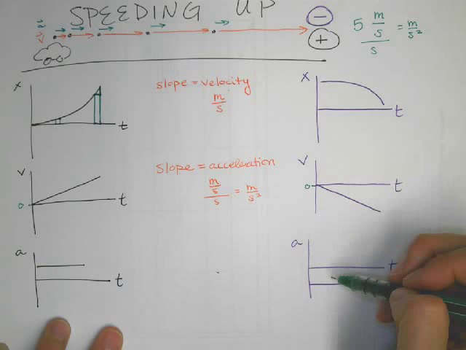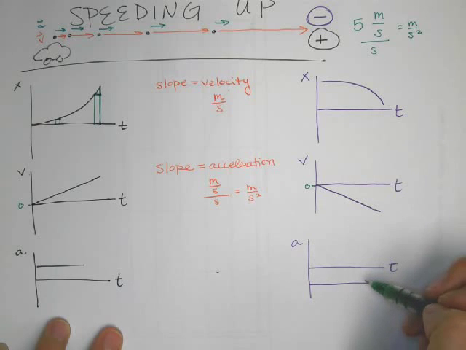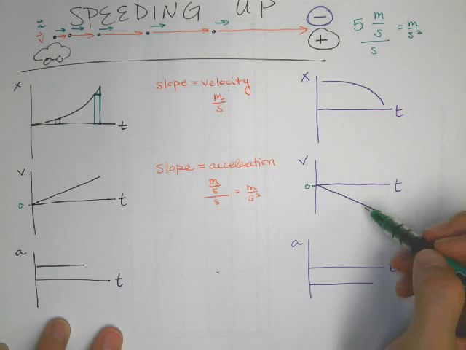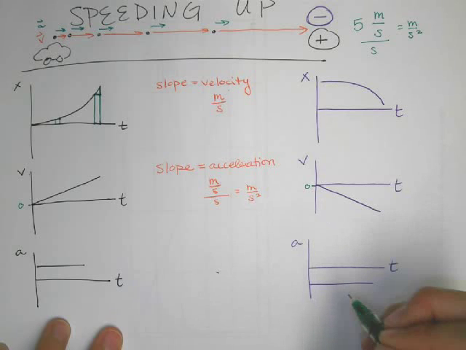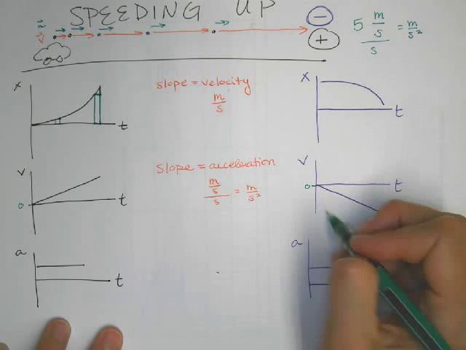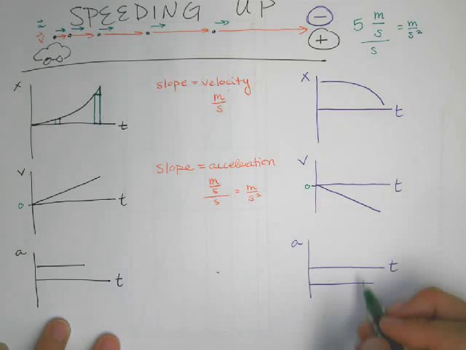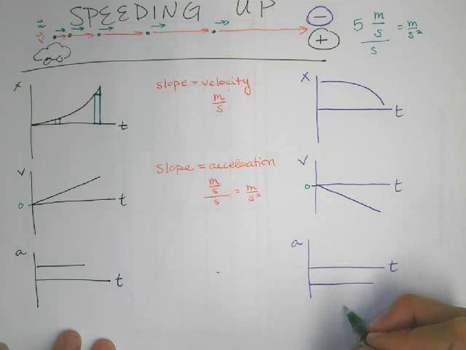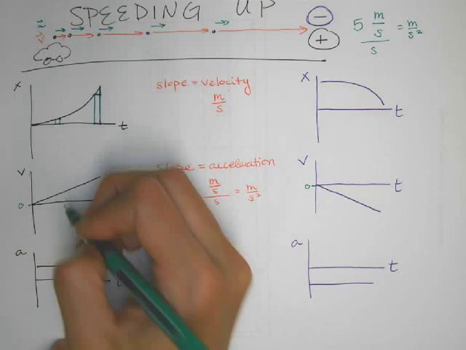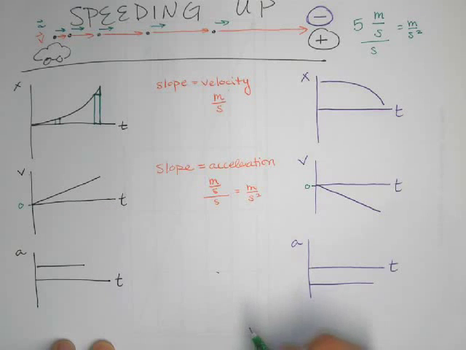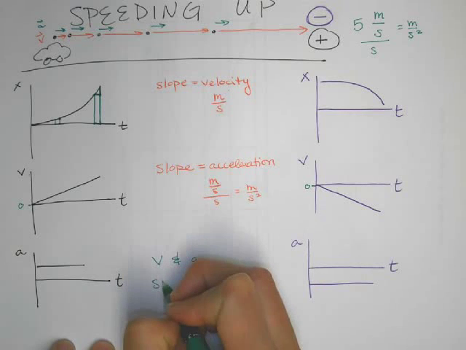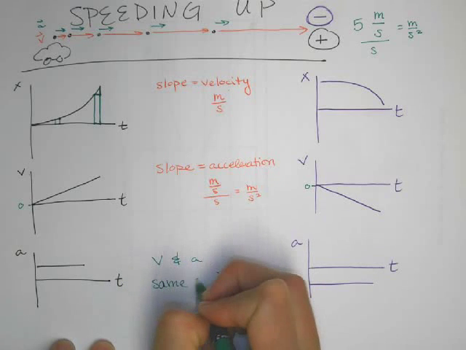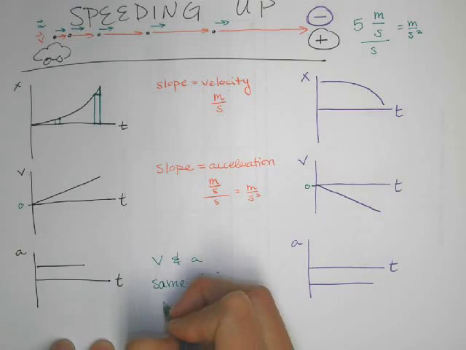When we look at our acceleration graph, we can't tell if we're speeding up or slowing down from just the acceleration graph. We also have to look at the velocity graph. When velocity and acceleration have the same sign, the object is speeding up. Here we have negative velocity and negative acceleration. Here we have positive velocity and positive acceleration. So when velocity and acceleration have the same sign, we know that we are speeding up.